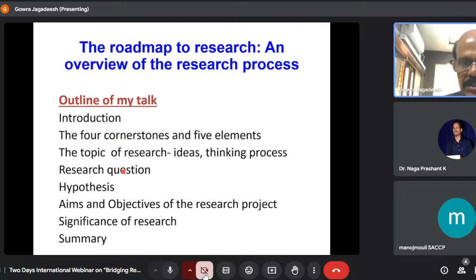The topic of research, which is number one in the cornerstones, basically comes from your ideas and thinking process, which I'll be discussing in a few slides, followed by developing research questions. Then we'll get into hypotheses, then aim and objectives of your research protocol or research project, and then why you want to undertake this, what is the rationale behind this, that is the significance of research. Then I'll summarize the entire thing.